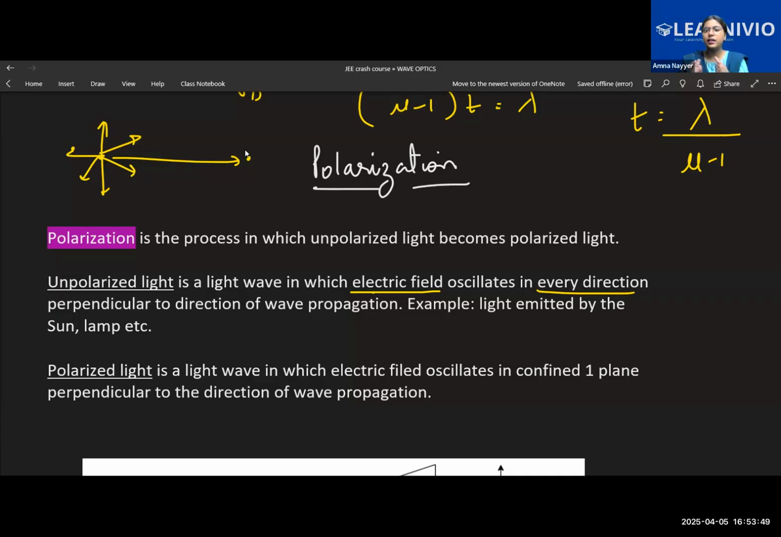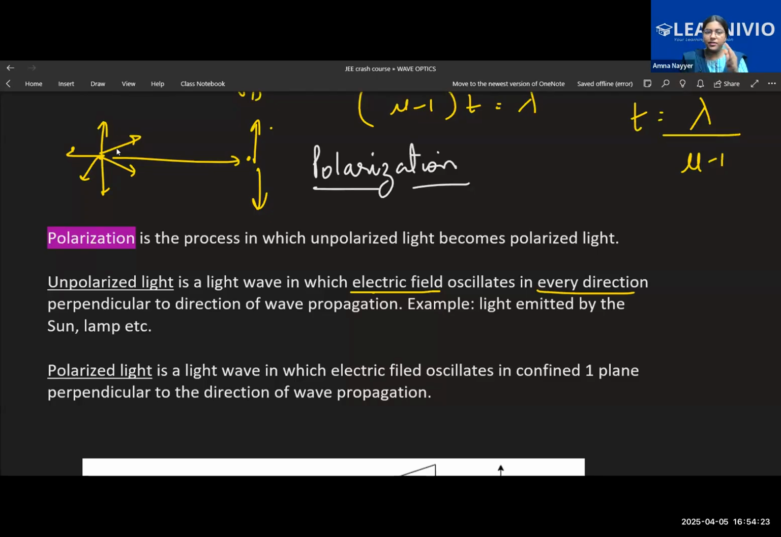So we use some devices like analyzers and polarizers. What they do is confine the field to just one direction. Suppose I just want it to move up and down like this, along the xy plane, and the rest I don't want. This light, oscillating in just one confined plane perpendicular to the direction of propagation, is called polarized light. And the one where the electric field was oscillating in different directions was the unpolarized light.